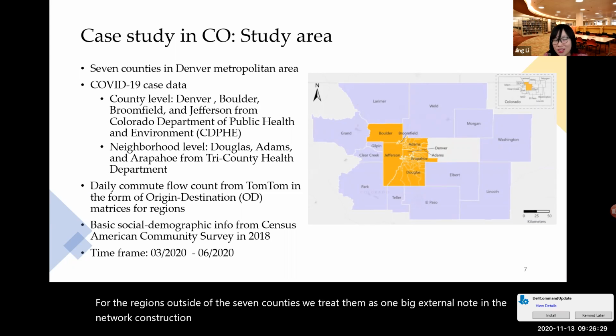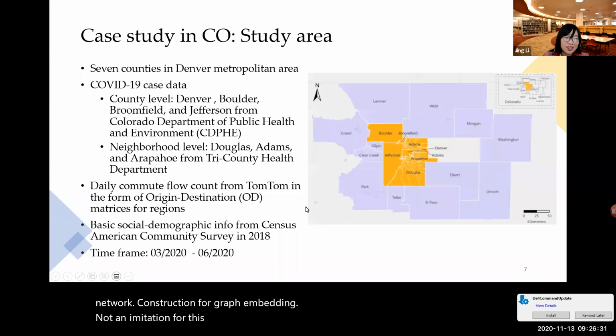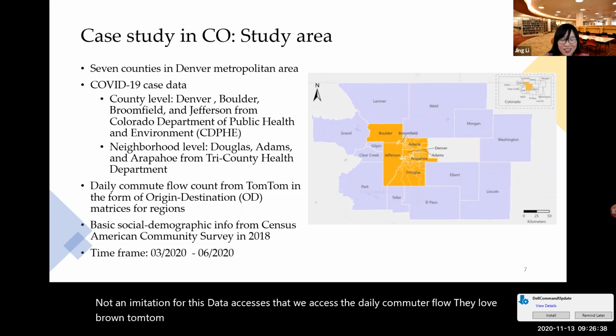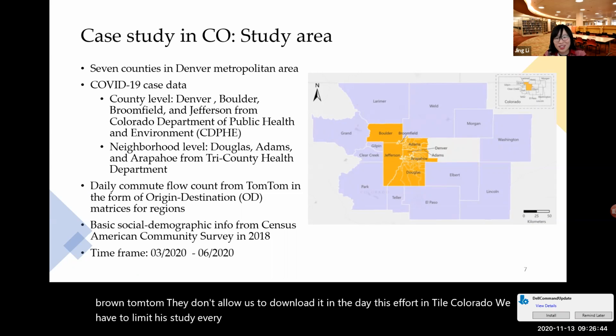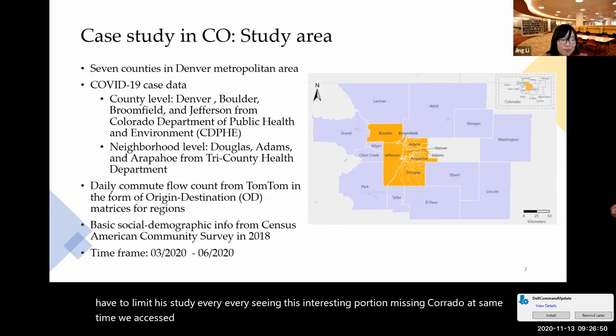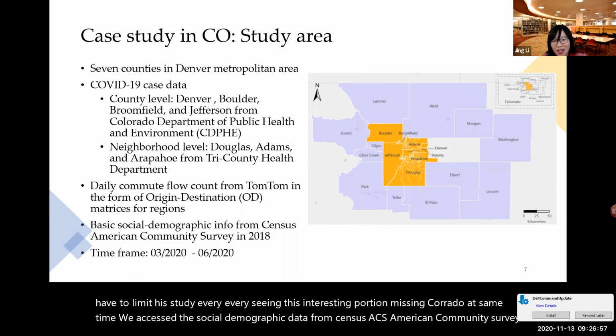Another limitation for this data access is that we access the daily commute flow data from TomTom. They don't allow us to download the data set for the entire Colorado. We have to limit the study area to this interesting portion within Colorado. At the same time, we access the social demographic data from the Census American Community Survey data in 2018.